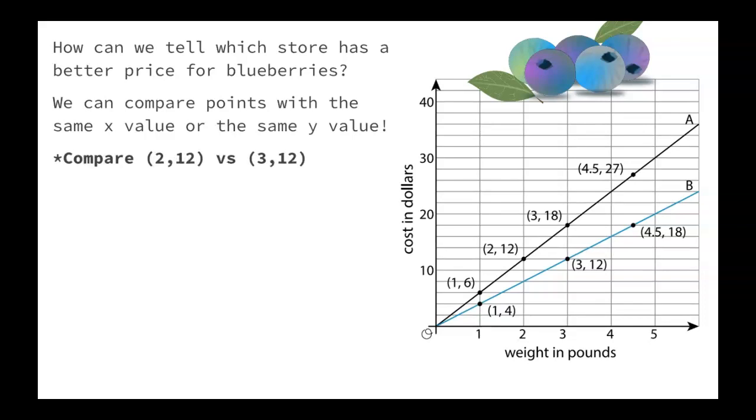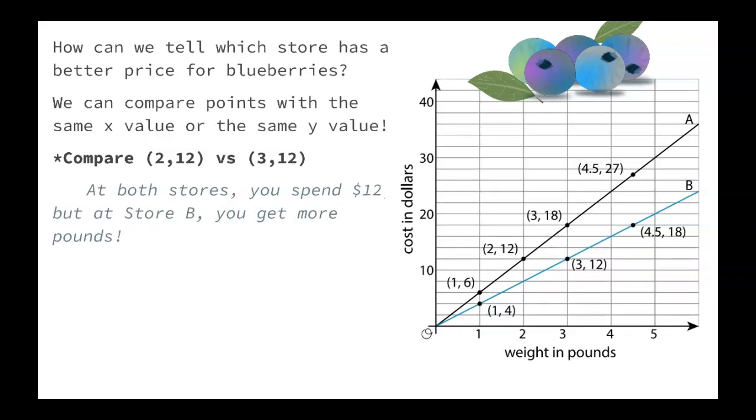So go ahead and compare (2, 12) versus (3, 12). At those ordered pairs, which store has a better price and how do you know? All right. You should notice that at both stores you're spending $12. But at store B you get more pounds. You get 3 pounds instead of 2, so store B is a better price.